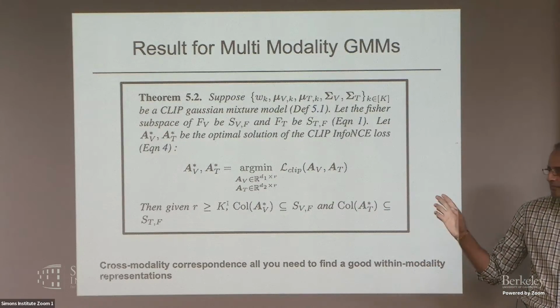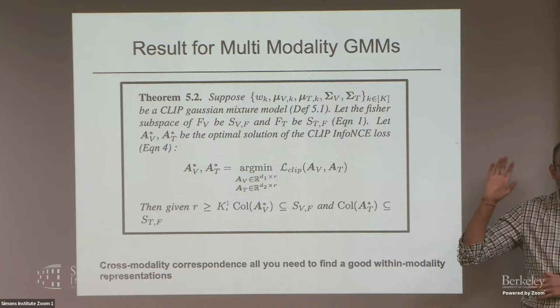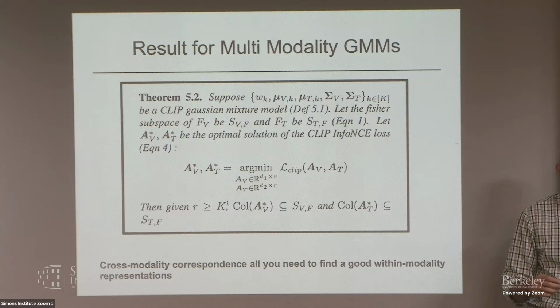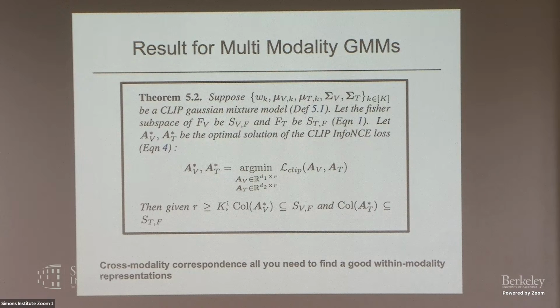So now I have two Gaussians, right? I have a Gaussian in the space of images and a Gaussian in the space of text, and each one has its own Fisher subspace, which may have nothing to do with each other. Why I find this interesting is that we just enforce cross-modality correspondence. We didn't have this weird notion of augmentations. Cross-modality correspondence is all you need to find this Fisher subspace in each modality.